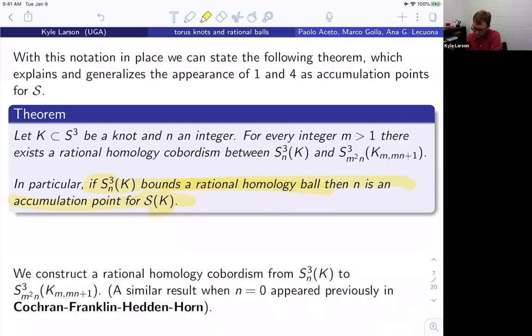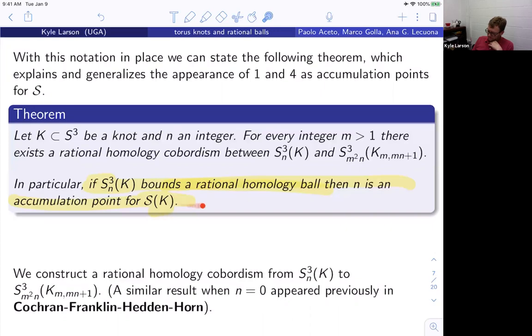And the way we prove that is, well, by this first part of the theorem, right? So essentially this is a corollary of the first part, which says that for a knot K in S3 and N an integer, then for every integer M greater than one, there exists a rational homology cobordism between N surgery on K and this surgery here on the cable, right? This is M squared N surgery on the MN plus one cable of K. So in fact, I'll show you where this comes from on the next slide.